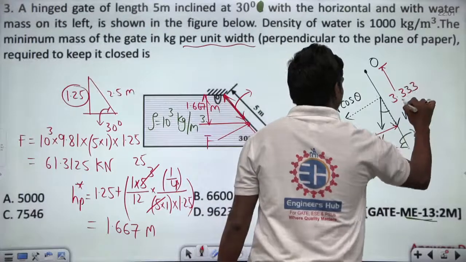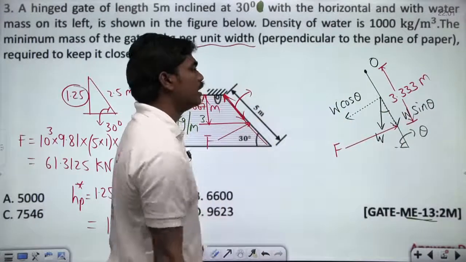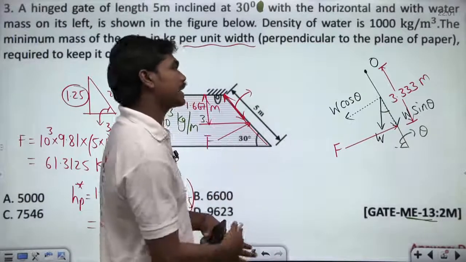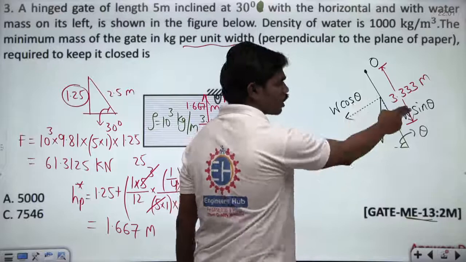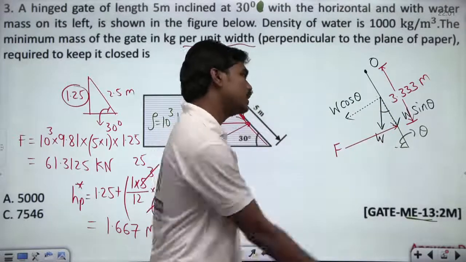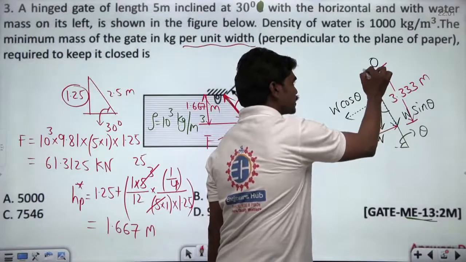3.333 meters along this curve, and this length is totally 5 meters. Now, if you see, there are total 3 forces which are acting: this W cos theta, this W sin theta, and this F. Because this W cos theta and W sin theta are the effect of this resolution of W, correct? Now, out of this, W sin theta passes through the moment arm.